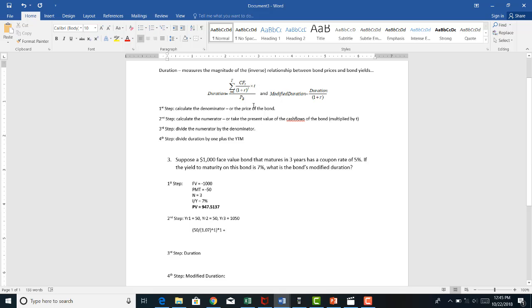Let's take the present value of the second coupon. Again, it's $50 in year 2 divided by 1.07 raised to the power of 2. There's my present value of the second coupon. I'm going to multiply that by t, and in year 2, t is equal to 2.